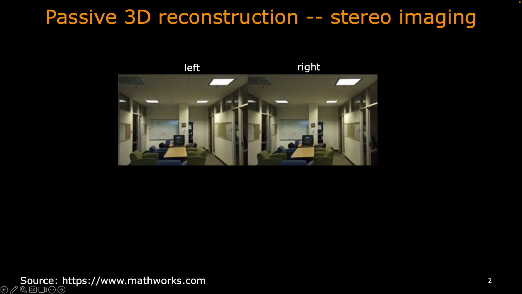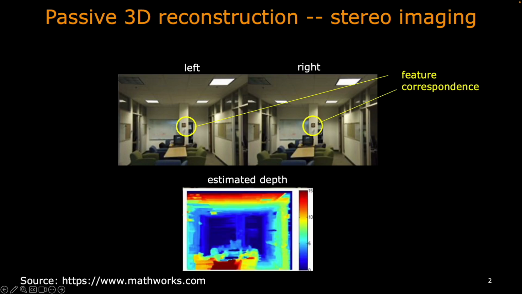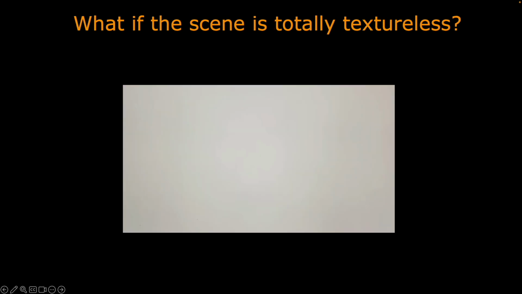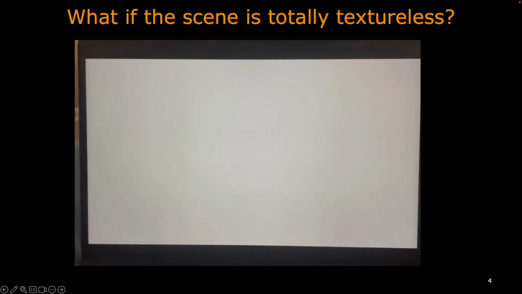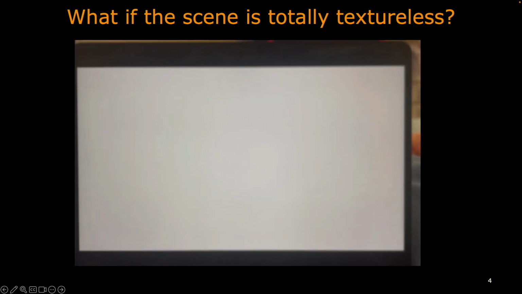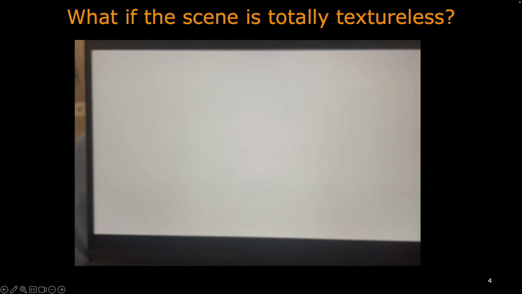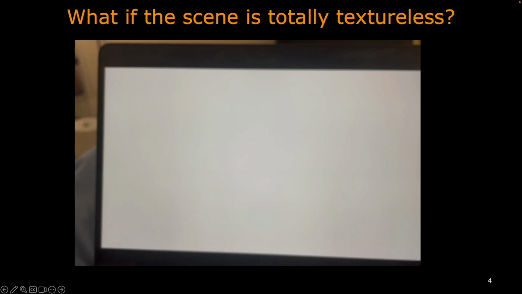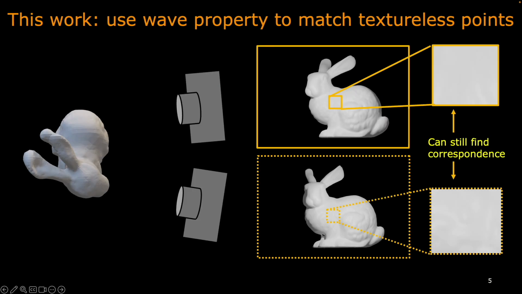Given a scene captured from two angles, it matches feature points in two images and calculates the depth from the disparity between points. However, what if the scene is completely white? You won't notice any camera view changing until you see the boundaries. Till now, there are no passive 3D reconstruction methods that can deal with a textureless target. In this work, we propose an optical way to match points in stereo images without the need of textures.